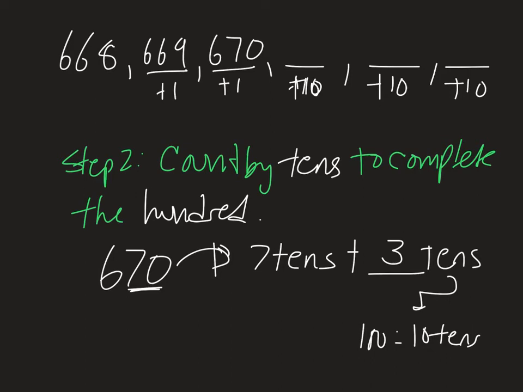Okay, 670. 70 when you add 10 becomes 80. 680. Add 10. 690. Add 10. 700. We have reached our next 100, so we move from 600 to 700. That's step 2. Count by tens to complete the 100. Now, let's look at the third step. We're at 700 currently. We need to get to 900. So let's look at step 3.